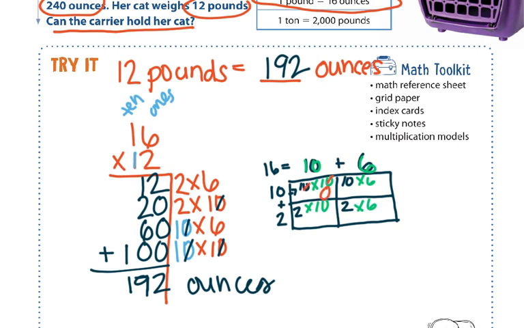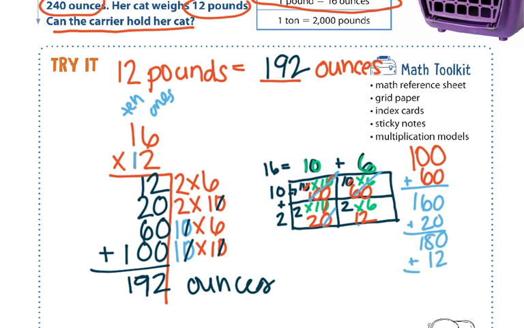2 zeros. 1 times 1 is 100. 1 0. 6 times 1 is 60. 6 times 2 is 12. Put the 0 in. 20. Add them all together. I only do 2 at a time to make sure I don't make a mistake. Then I add 20. Then I add 12.